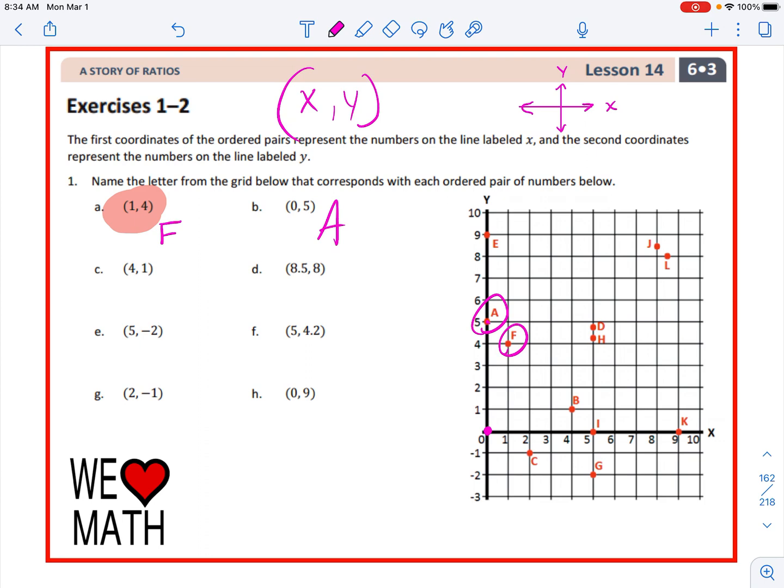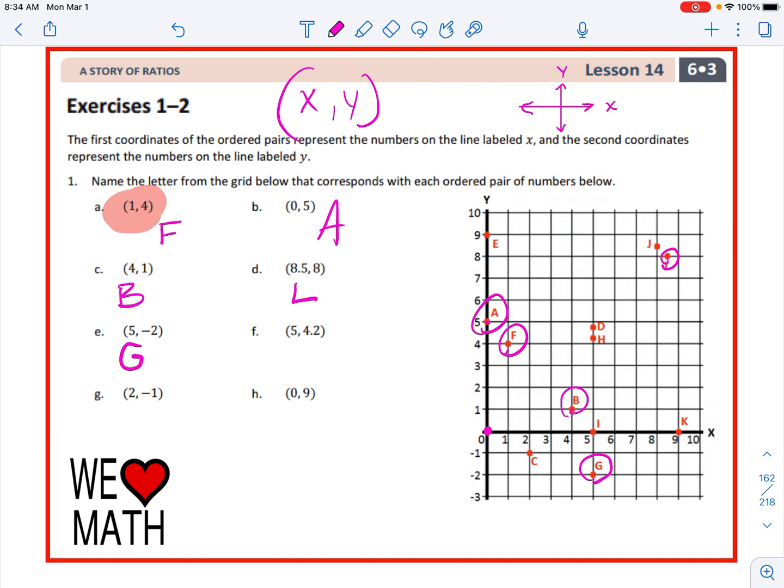Now let's look at C. C is 4 and 1. Over 4, up 1, that is B. And D is at 8.5 and 8. So this one right here, that's going to be L. Now E is a little bit different because it has a negative number. We're going to go over to 5, then down to -2. So that is G.